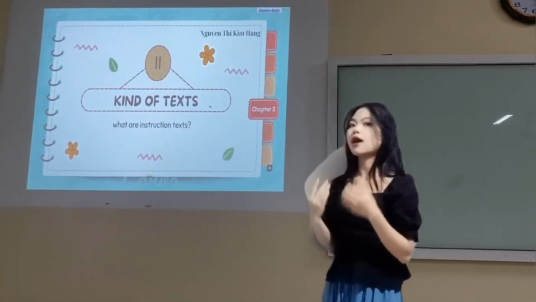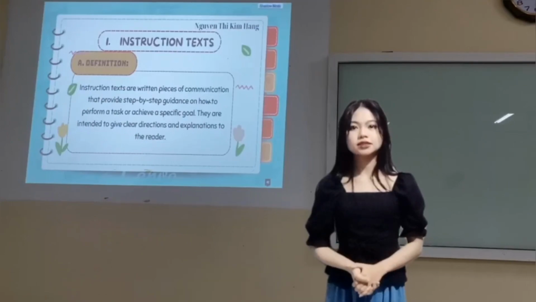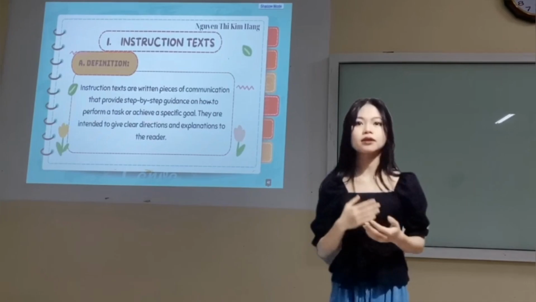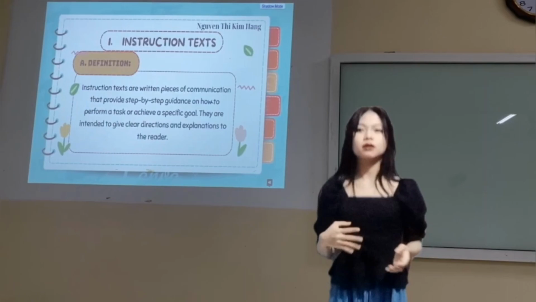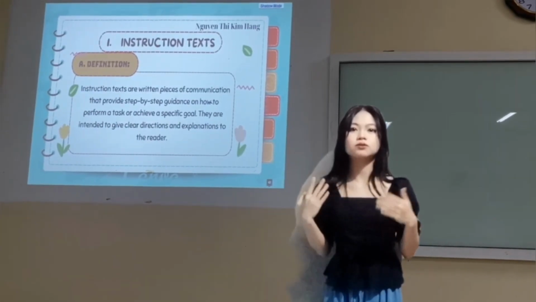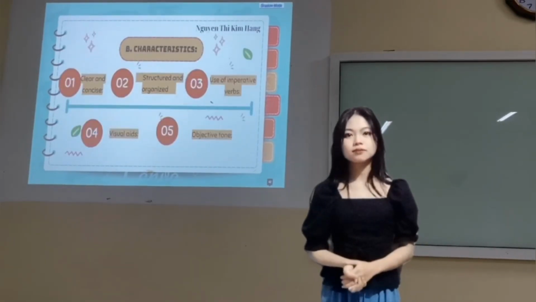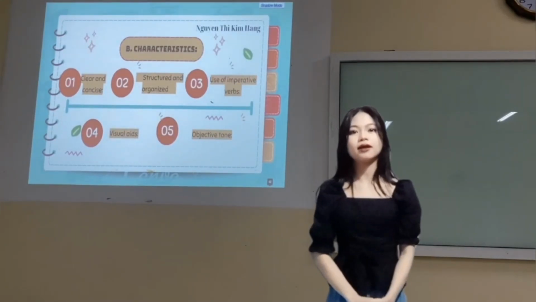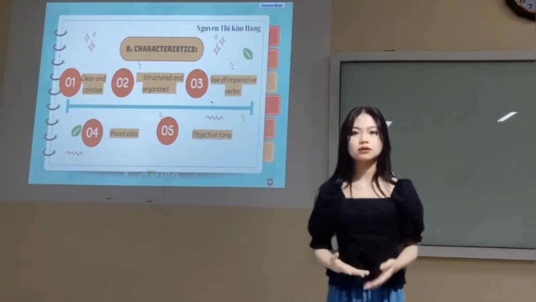Next, let's explore part 2 of the presentation, kinds of tasks. In part 2, we have section 1, instruction. So, what are instruction tasks? They are written pieces of communication that provide step-by-step guidance on how to perform, start, or achieve a specific task. They are intended to give clear direction and explanation to the reader. The first characteristic is being clear and concise. Instruction tasks provide clear and concise information to the reader.